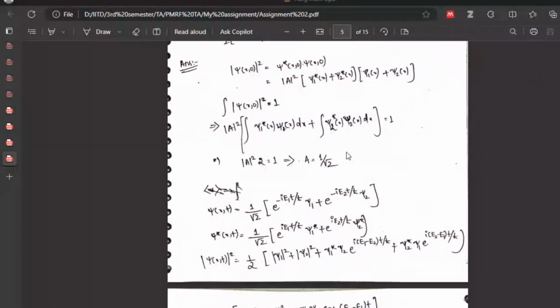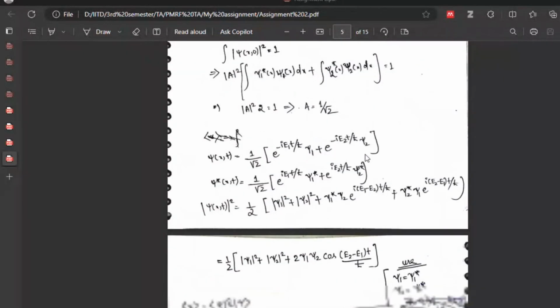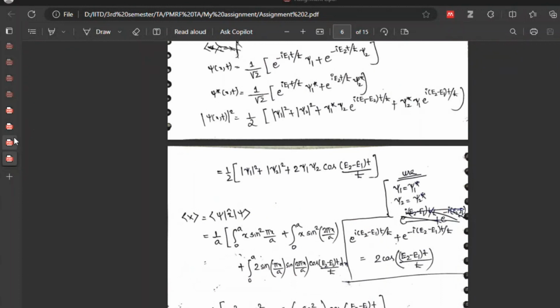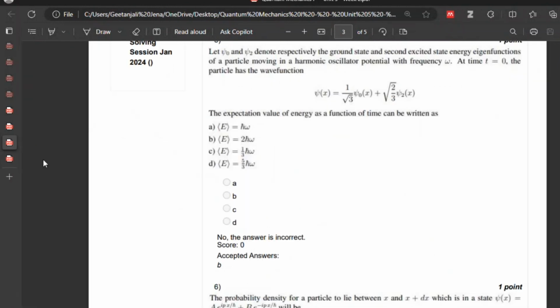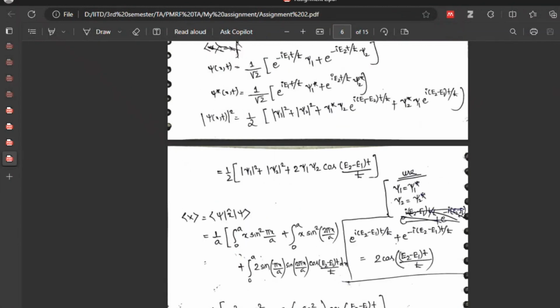For some reason, my screen got disconnected. So let me share here. Now you are seeing my screen, right? Not yet, ma'am. Yes, ma'am, now the screen is visible. Really? My tab screen is not visible. I don't know why.